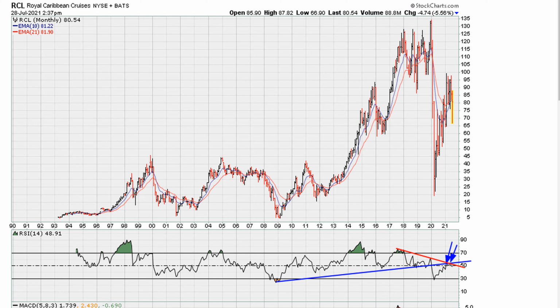Take the highs of the RSI. Guess what? It corresponds perfectly and aligns itself to this recent rejection area, which again happens to be around that RSI 50 rejection.